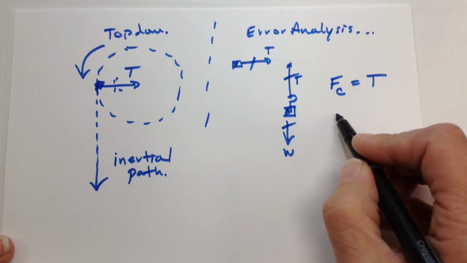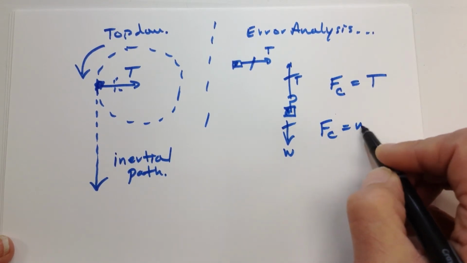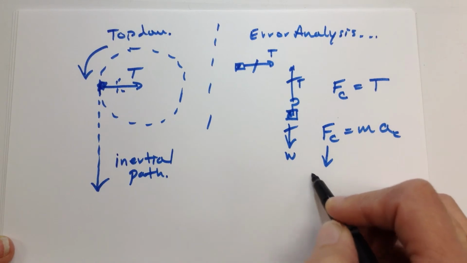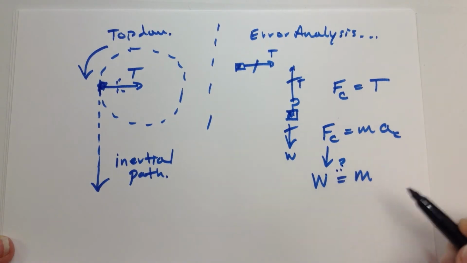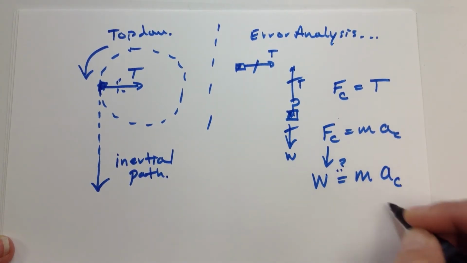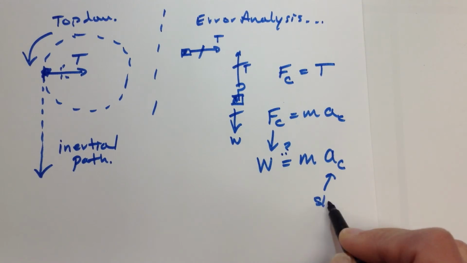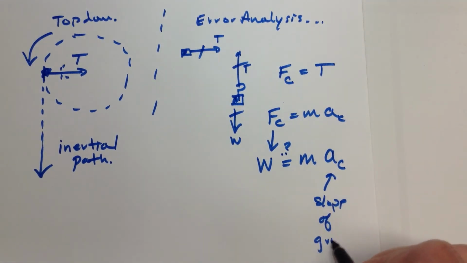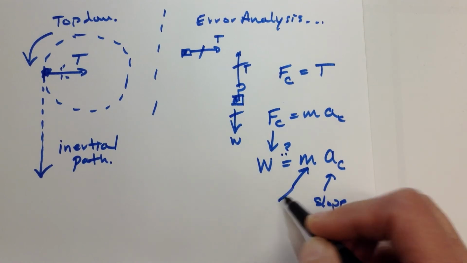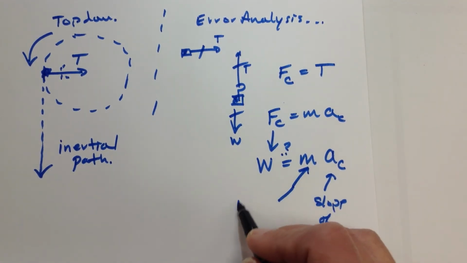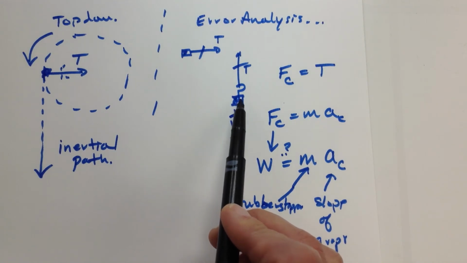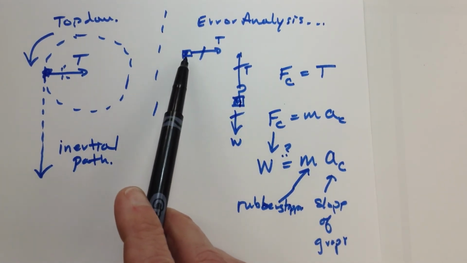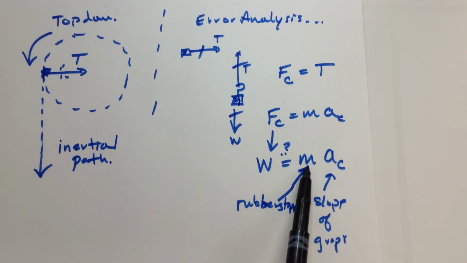So if we look at our centripetal force is equal to our mass times acceleration, this tension force is going to be equal to the weight of the hanger, which should be equal to, this is our question of our error analysis, the mass times our centripetal acceleration. This is going to be the slope of the graph. And this mass right here is the mass of whatever was moving in a circle. So this is going to be the rubber stopper only. It wouldn't apply to the mass of this weight, because that's not what was moving in the circle. Only the rubber stopper was moving in the circle, so that's the m that goes in the equation.